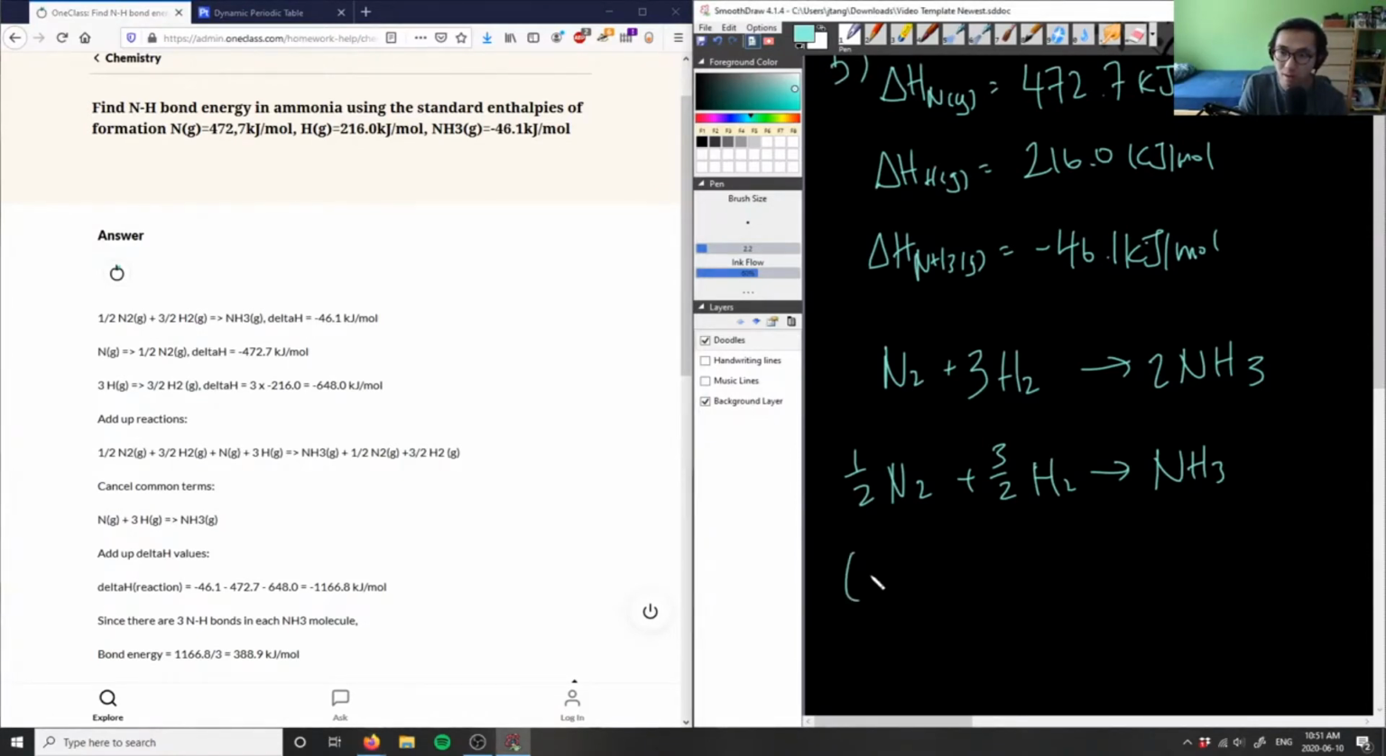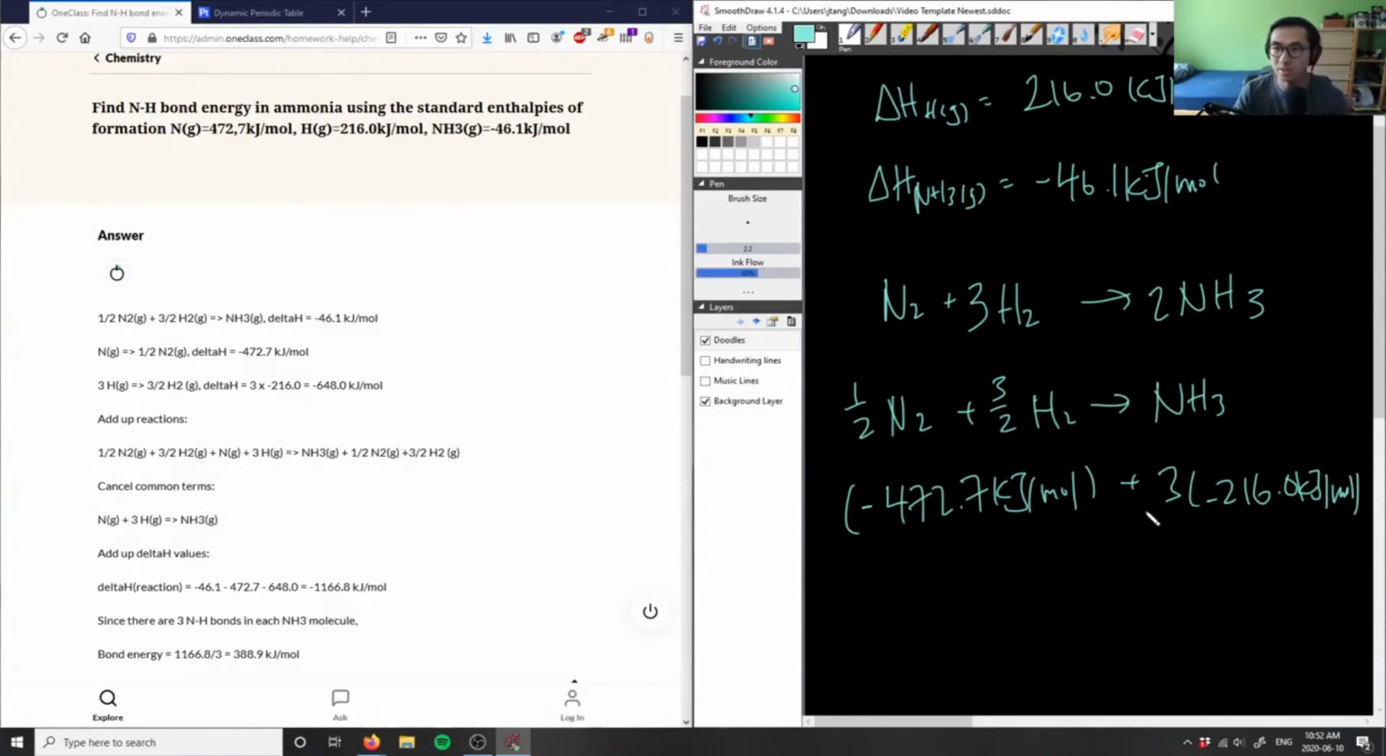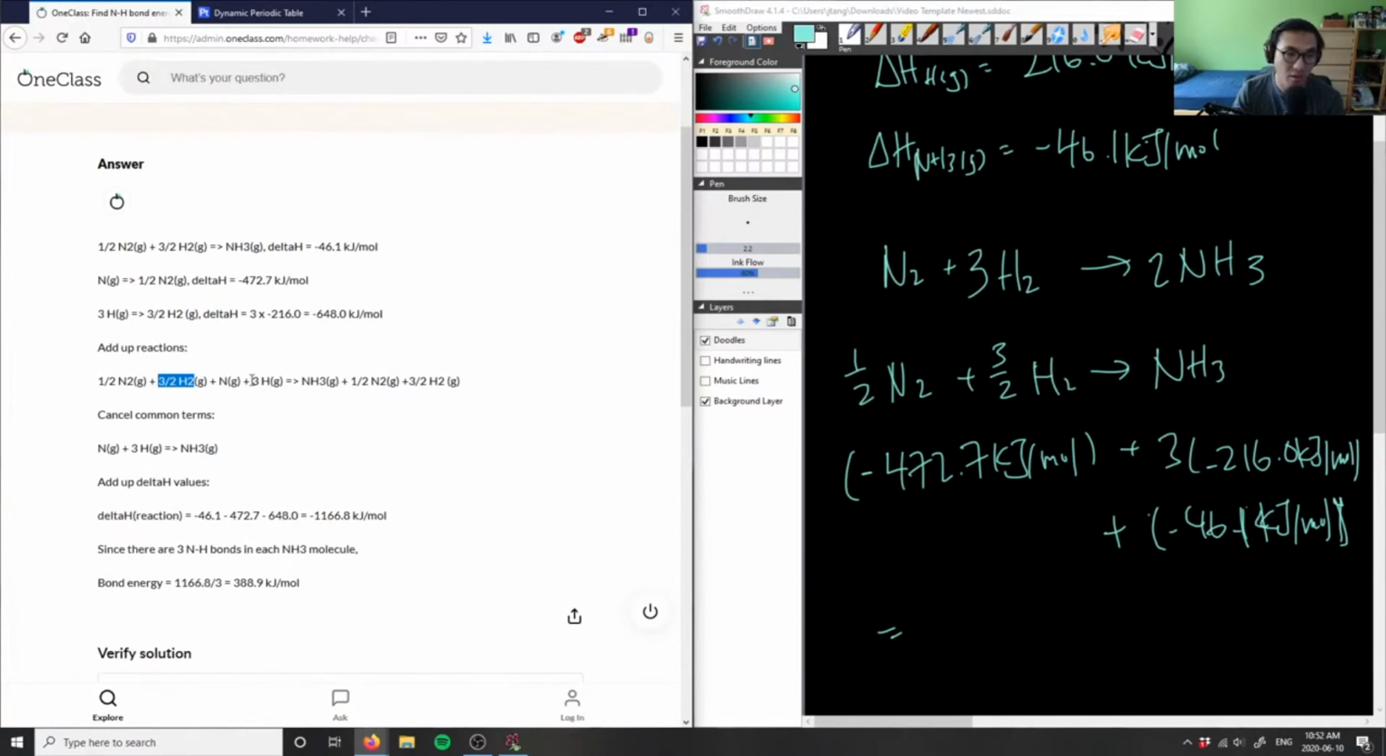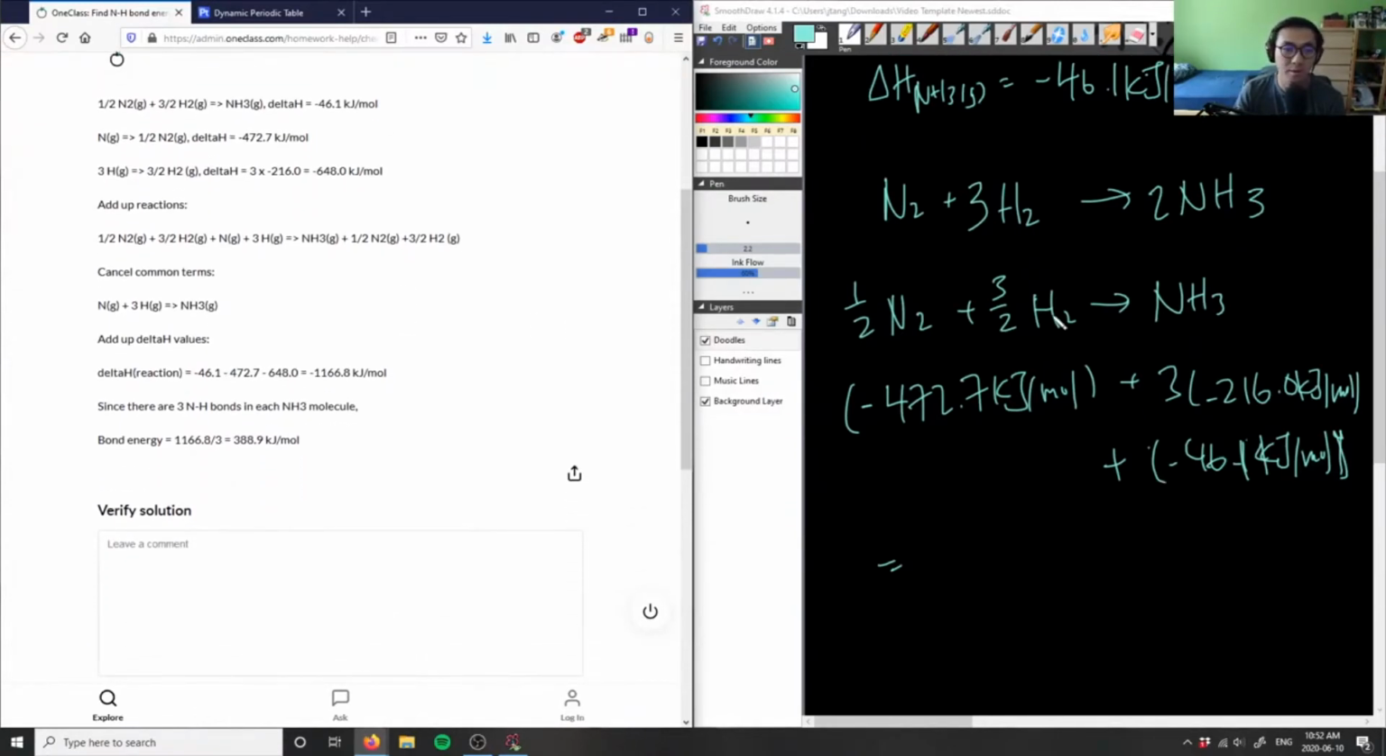So this would be negative 472.7 kilojoules per mole, plus 3 times negative 216.0 kilojoules per mole, and then we also have to add in the ammonia, which is negative 46.1 kilojoules per mole. We're adding up all the reactions together. So we have half N2 plus 3 over 2 H2 yielding ammonia. What we're left with is nitrogen, our 3 hydrogens, and our ammonia, which is exactly what we have here. So we simply add up our enthalpies and we will get our solution.